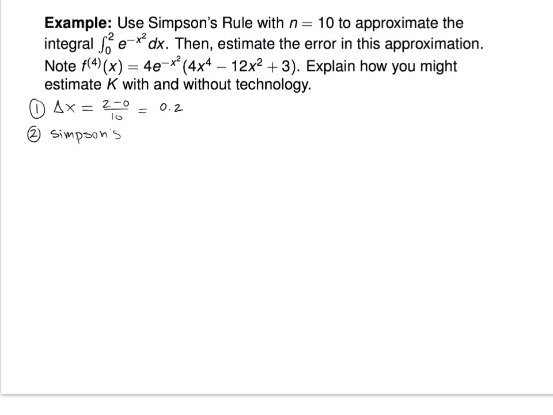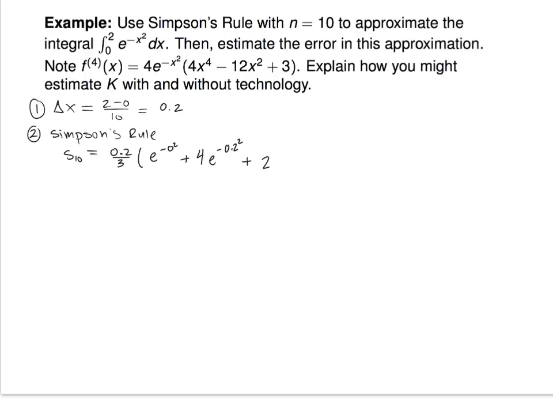Simpsons. So S10. 0.2, don't forget the over 3. So first we plug in 0, right? Then coefficient of 4, and we plug in 0.2, right? Does that make sense? What's the next coefficient?